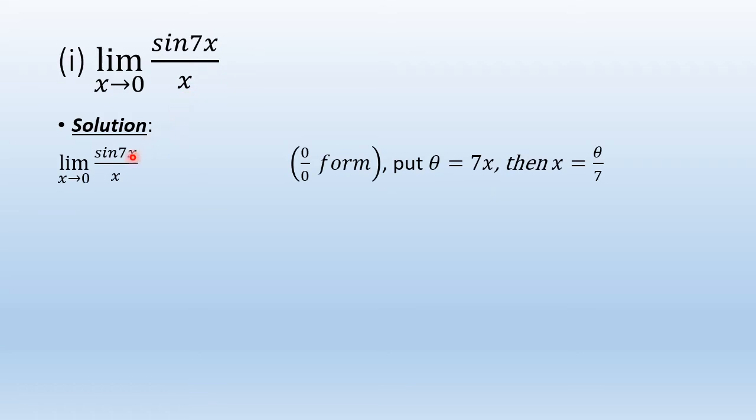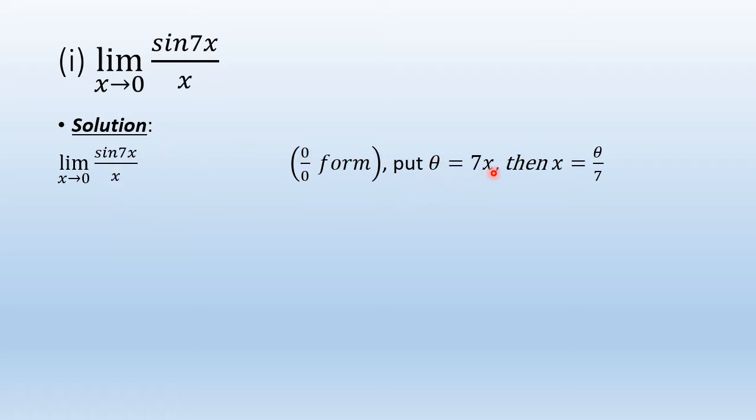Let's get to part 1. Limit when x tends to 0, sine 7x divided by x. What do we observe? If we apply x equals 0 directly, this is 0 by 0 form. And you see, here we have 7x and here we have x, so we cannot apply the result directly. So what are we going to do? We are going to make some substitution.